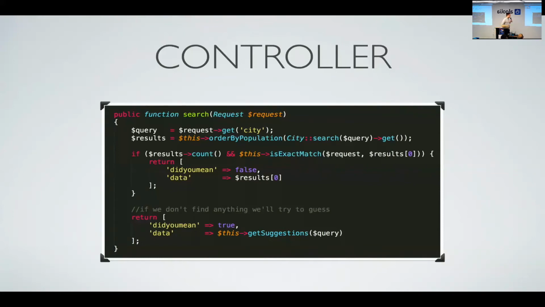So we will focus on the controller. This is the search method, and it has two parts. The first one is, like I explained in the diagram, in case the user spells the city correctly. So we are doing a city search with the query of the user, and we get some results. We are also checking if this is an exact match or not. If yes, we are simply returning the city to the user. In case the user makes a typo, we are asking the engine for suggestions.